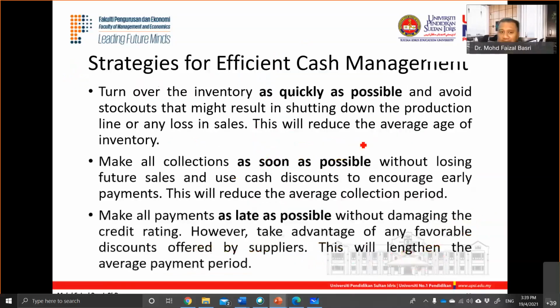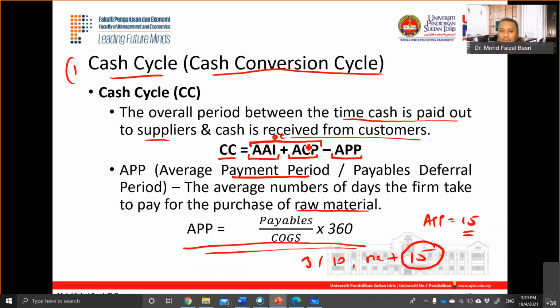So later you read back here. But in short, what I want to say, the best strategies would be, from the AI point of view, to get the fastest AI possible. Remember, the definition of AI means from the day you purchase raw material until the day you do your sales, when you sell your goods. So obviously, you want it to be as quick as possible, as short as possible.